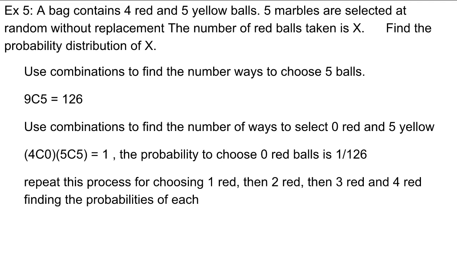Well, so now what if I got a red? Well, now this is going to be 4C1, and this is going to be 5C4. And then what about if you get 2 red? Well, now it's going to be 4C2, and it's going to be 5C3, and so on. So figure out all the different ways and divide each one of those by 126, and those are your probabilities. And then see if you can make a probability distribution chart. I'll pause it and we'll wait.